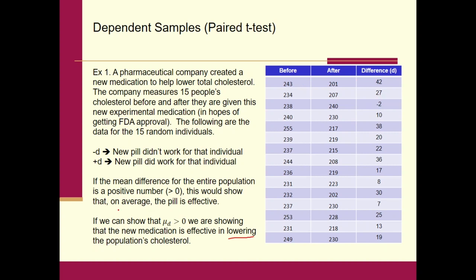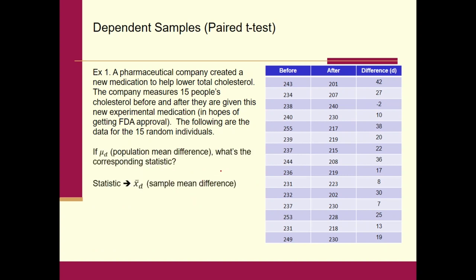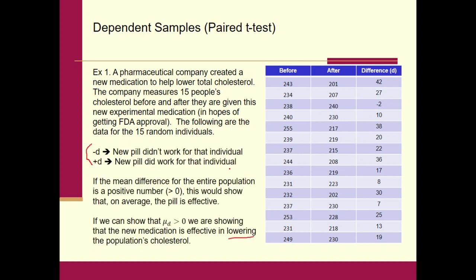And so if you didn't do this step right here, this statement would be very confusing, because you would go, oh, lowering. Oh, that means we need to show that mu sub d is less than 0. No. Remember, what a positive d means is that's a good thing. That's showing that cholesterol is lowering. So that's why we cannot skip this step.